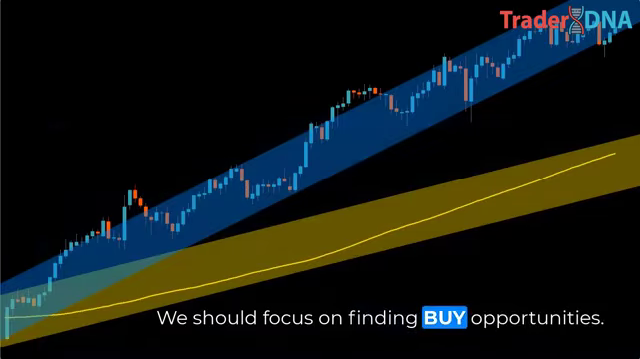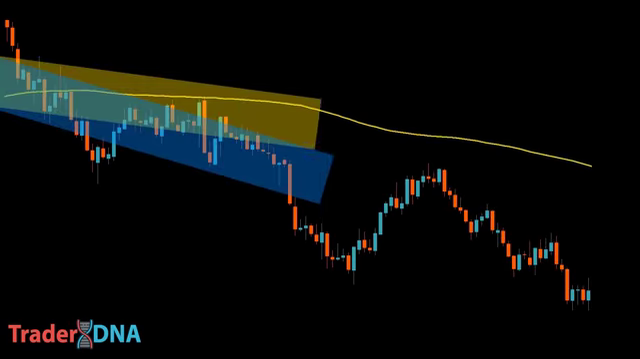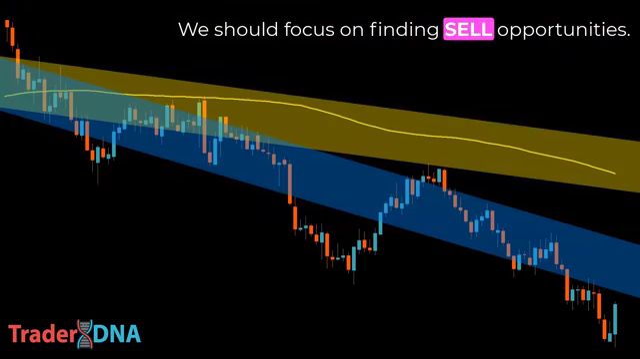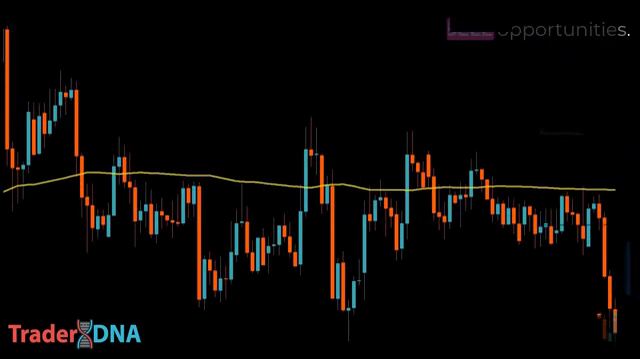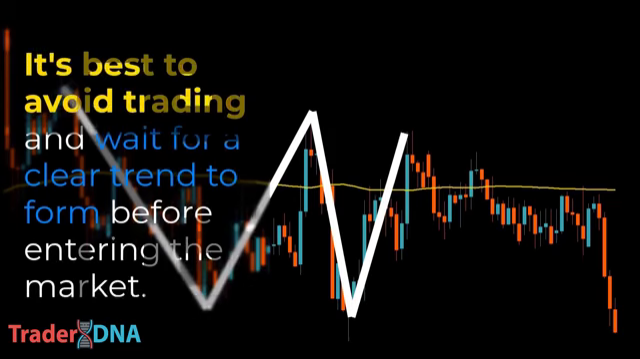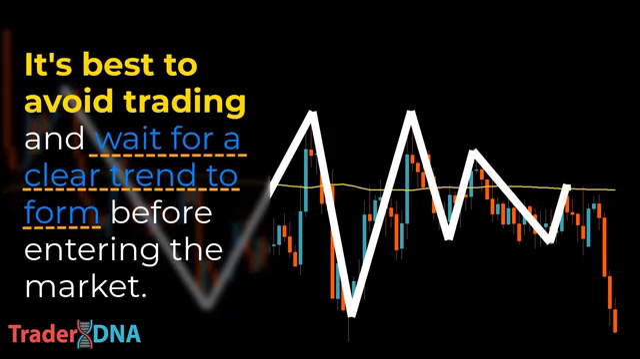opportunities. On the flip side, if the price is below the moving average and has remained below it for an extended period, it suggests that the market is in a downtrend. In this scenario, we should be looking for selling opportunities. Lastly, in sideways or range-bound markets, the price tends to oscillate above and below the moving average without staying in one direction for long. It moves like a pendulum, switching positions frequently. In these situations, it's best to avoid trading and wait for a clear trend to form before entering the market.